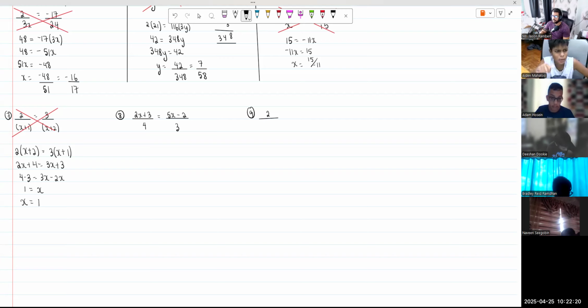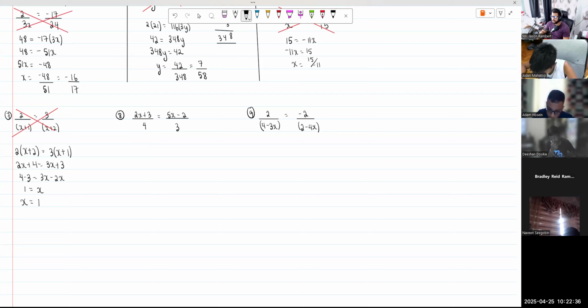2 over 4 minus 3x is equal to minus 2 over 2 minus 4x. Give number 8 a try and tell me what you get for the answer for number 8. And then we'll do the solutions, and then I'll go do number 9. If I want to do both of them at one time, big up yourself. I'm right here if you all have a question.